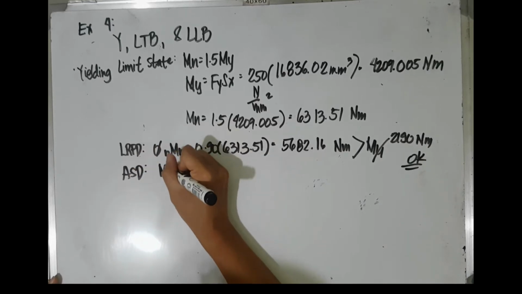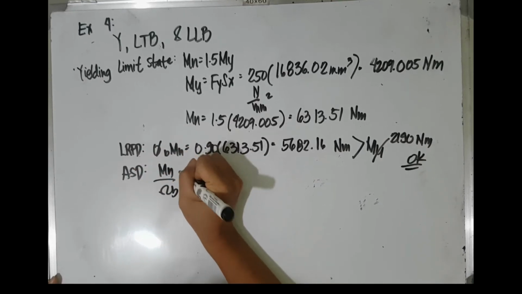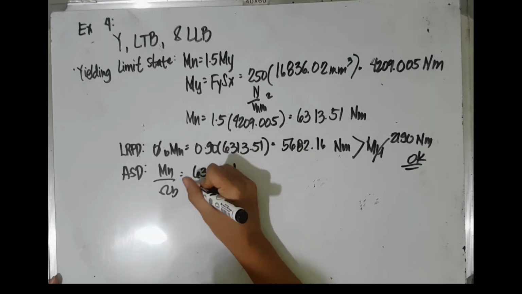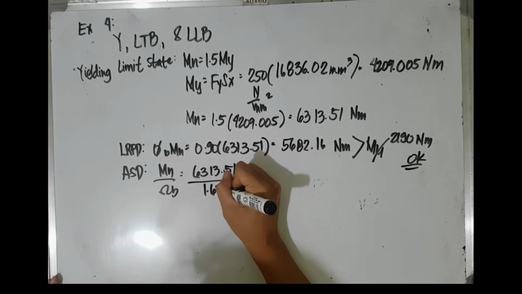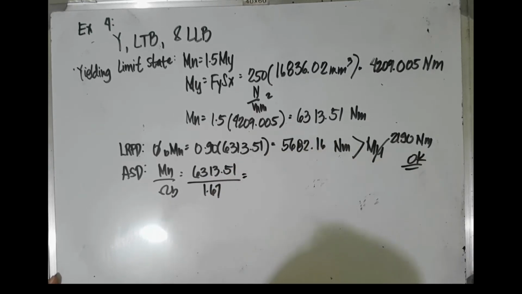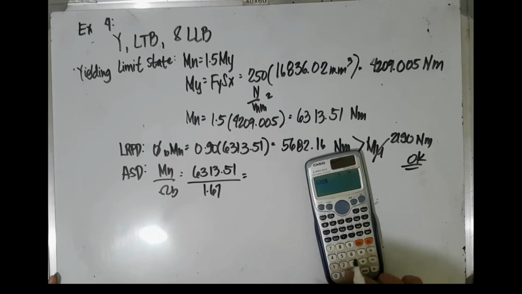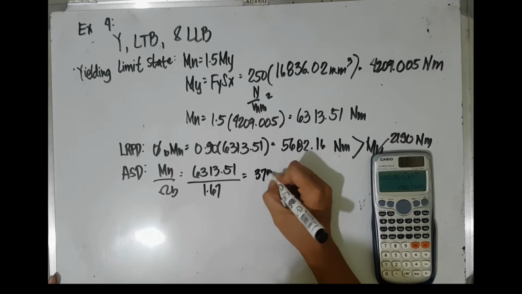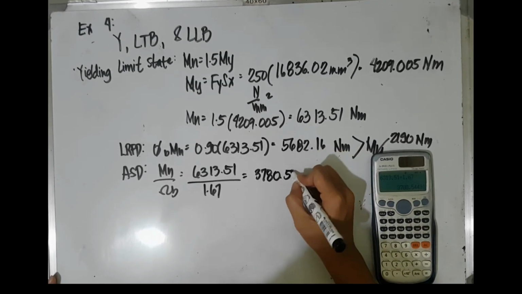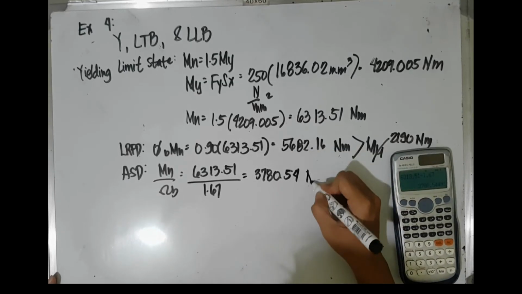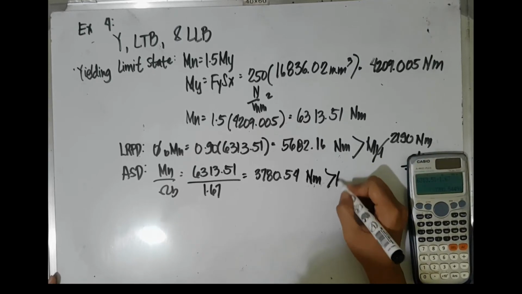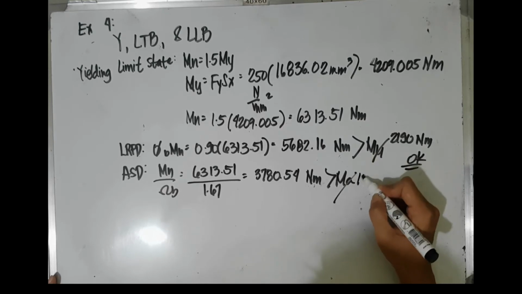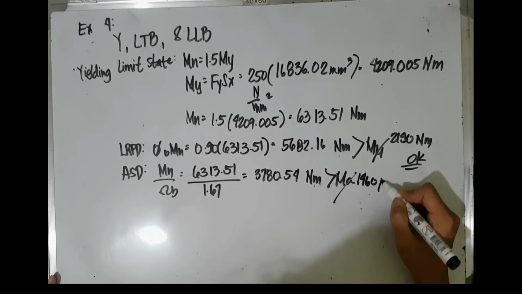And for ASD, we'll just divide it by 1.67, the safety factor for flexure. So it is now equal to 3,780.54 Newton meter, and it is greater than our required flexural strength under ASD, which is only 1,460 Newton meter.